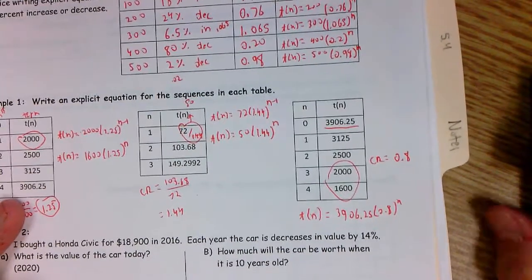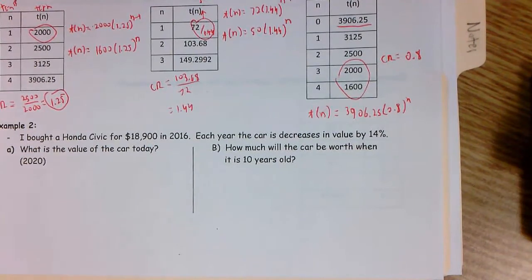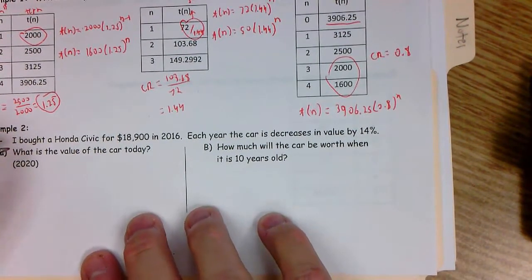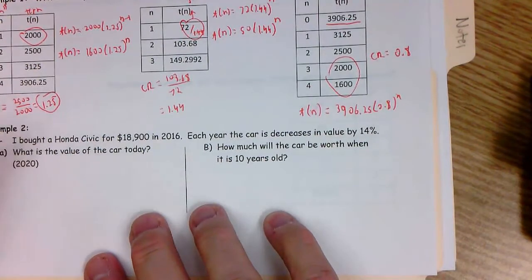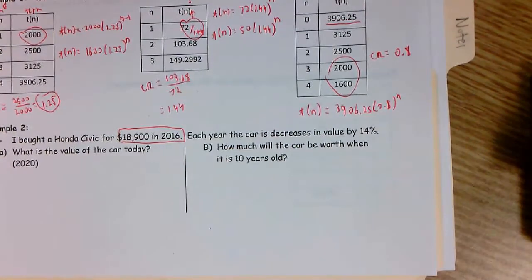Let's go over a couple application problems, because percents often lead to application problems. And the topic today is percents, increase or decrease. So here I have a Honda Civic. This is actually true, except it was a Toyota Corolla, that I bought in 2016 for $18,900.